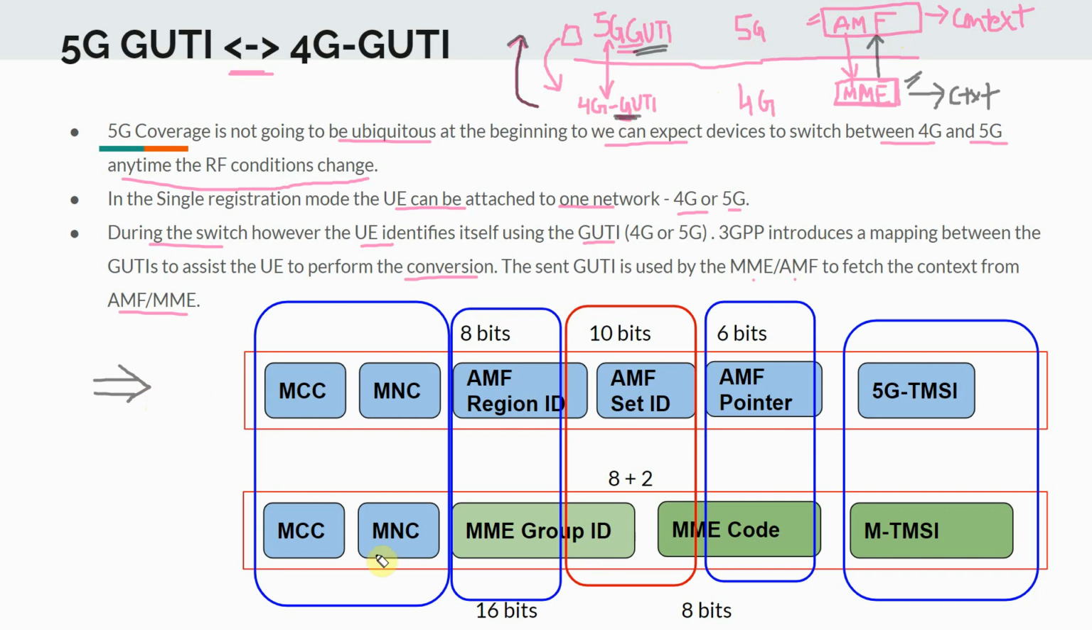So this is your 4G GUTI, and this is your 5G. If you recall from your EPS 4G days, the 4G GUTI is composed of MCC, MNC, MME group ID, and MME code, and then you have the M-TMSI. For the 5G GUTI that we saw in the previous section, we have the MCC, MNC, AMF region ID, AMF set ID, AMF pointer, and the 5G-TMSI. There is a one-to-one mapping between the MCC and MNC, whereas there is not a one-to-one mapping for the AMF specific fields. The TMSI is a one-to-one mapping, so this is all good.